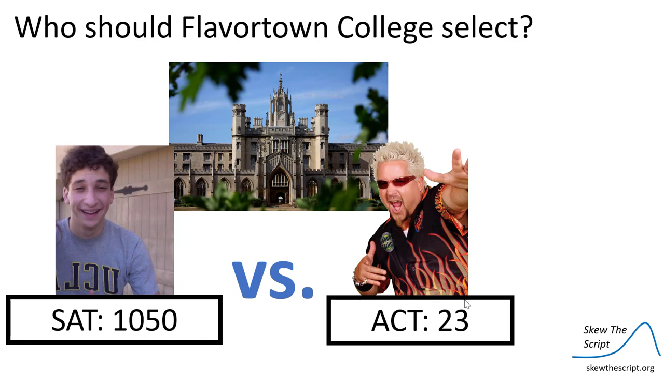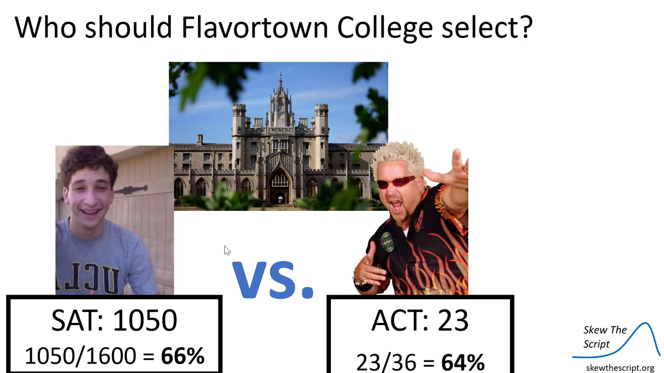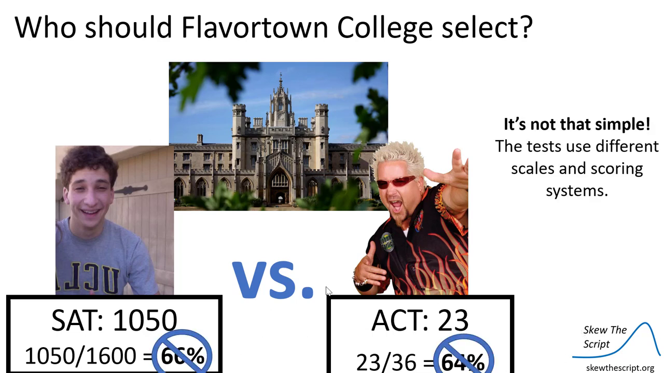Now, with both of these you're like, well, I don't know. So what we need to do is compare. First off, if I look at percentages, 1050 out of 1600 is a 66%, and an ACT at 23 out of 36 is a 64%. But let's get even better because it's not that simple. There are different scoring systems, so I can't just look at the raw percentage. I want to see where they fall within the distribution, or how they can be compared.